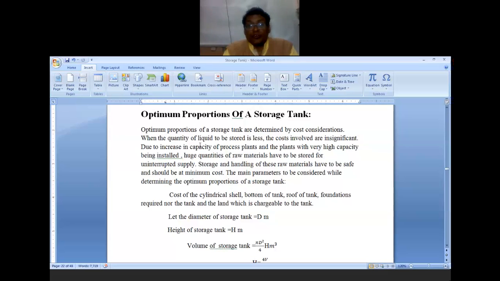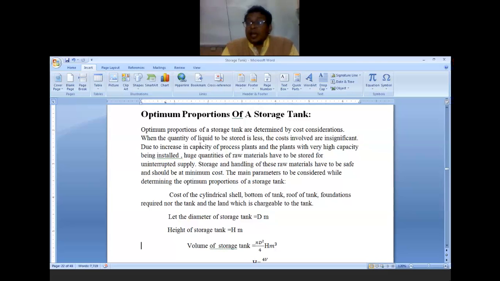Now coming to what should be the optimum size. What should be the optimum diameter to height ratio? This is done based on your cost calculation. The optimum proportions of this storage tank are determined by cost considerations. When the quantity of liquid to be stored is less, then this cost doesn't have a significant amount, but as the volume increases, the diameter and the height also increase. So the cost of these tanks will be huge, because you have to store a huge capacity.